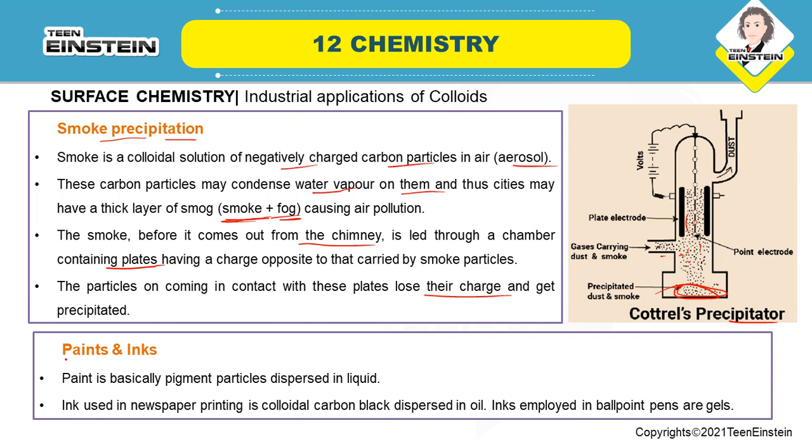Paints and inks. Also it is not just industrial, it has also household applications. Paint is basically pigment particles dispersed in liquids. That means solid pigment particles which are dispersed in liquid. Then ink, which is used in newspaper printing, that is also a colloid, and here carbon black, that is carbon particles, is present in oil. And the inks, because there are different types of inks, the ink that we use in the ballpoint is actually not of liquid nature, it is actually gel, and gel is also another example of colloid.